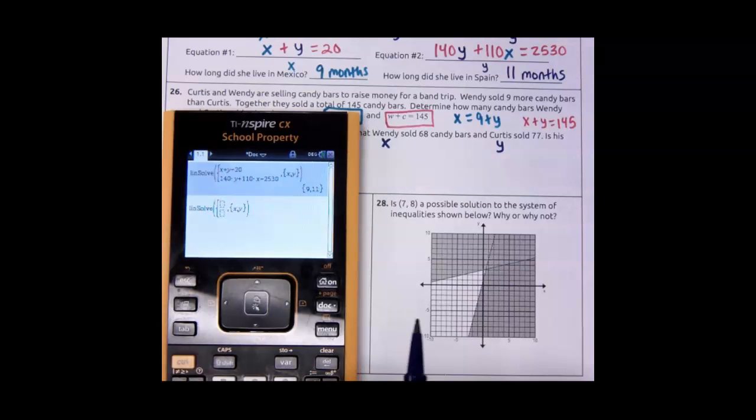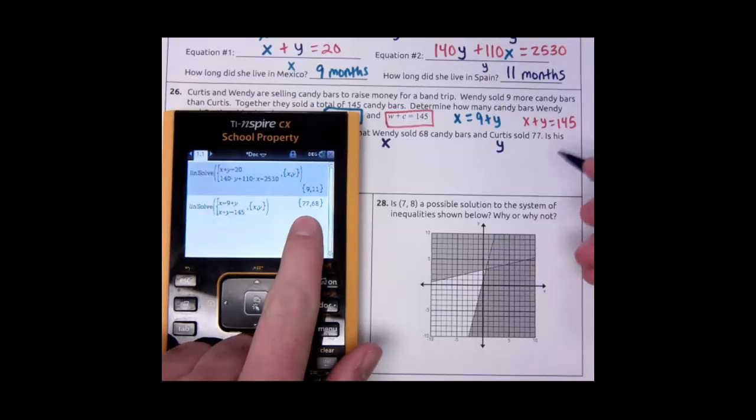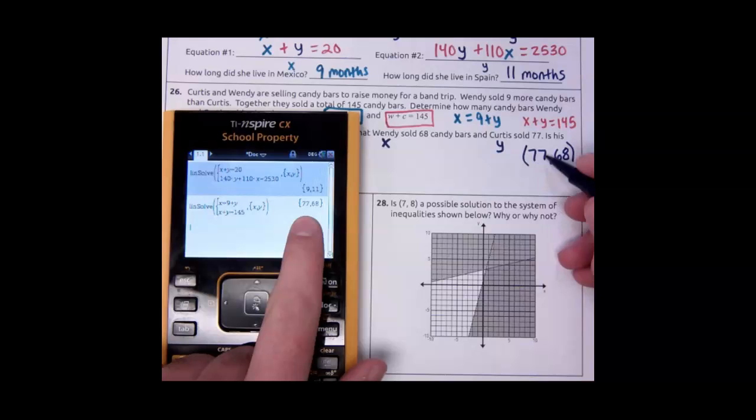Okay, so you should be here. We already did this before. X equals 9 plus y. Then I'm going to scroll down. Go to x plus y equals 145. All right. So I got 77, 68. Right? So 77 would be Wendy, right? That's x. 68 would be Curtis. That's y.